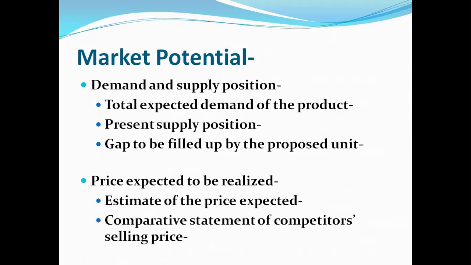Then market potential. For any enterprise, production is the simple one, but how to market this is actually the basic thing. So demand and supply, you have to show this in kgs or in tons. This demand is there and actual supply is too less. So total expected demand of the project, present supply position and the gap. Then what are the market prices, and what is your cost of production. So, a comparative statement.